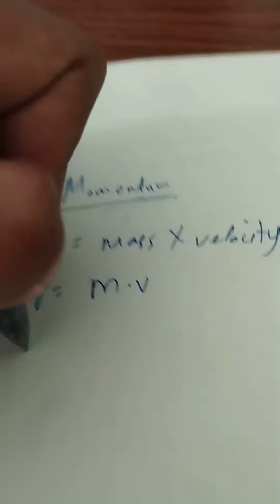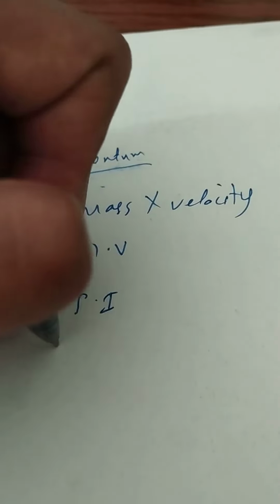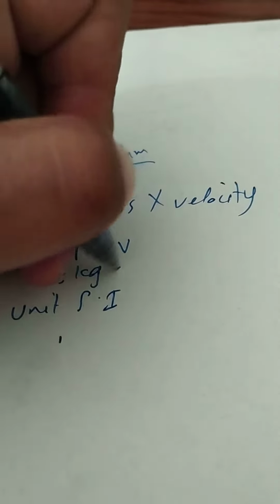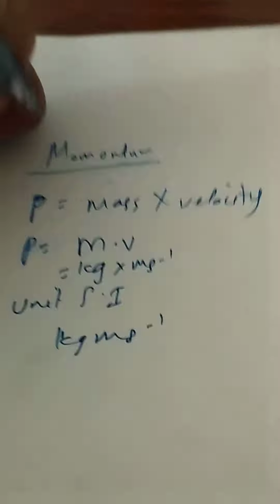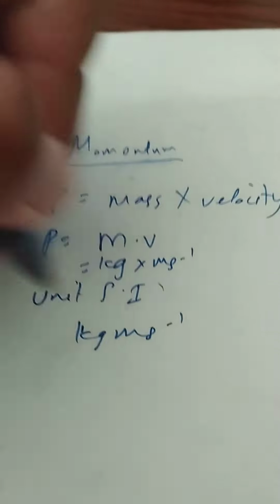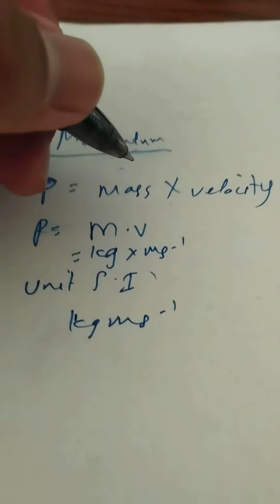Okay, so the SI unit for momentum is kg m s^-1. Mass is in kilograms, multiplied by velocity, which is in m s^-1, so kg m s^-1. This is the unit for momentum. So what can we relate to momentum in our daily life?